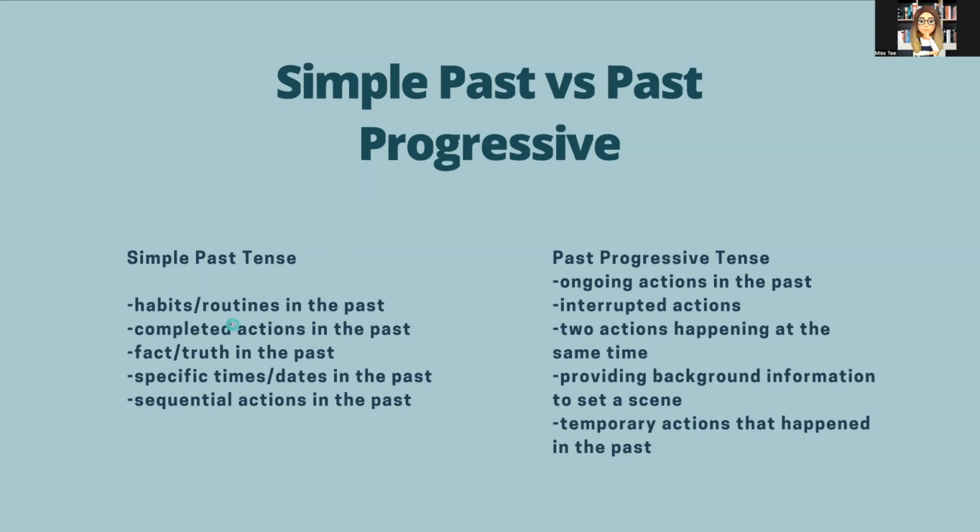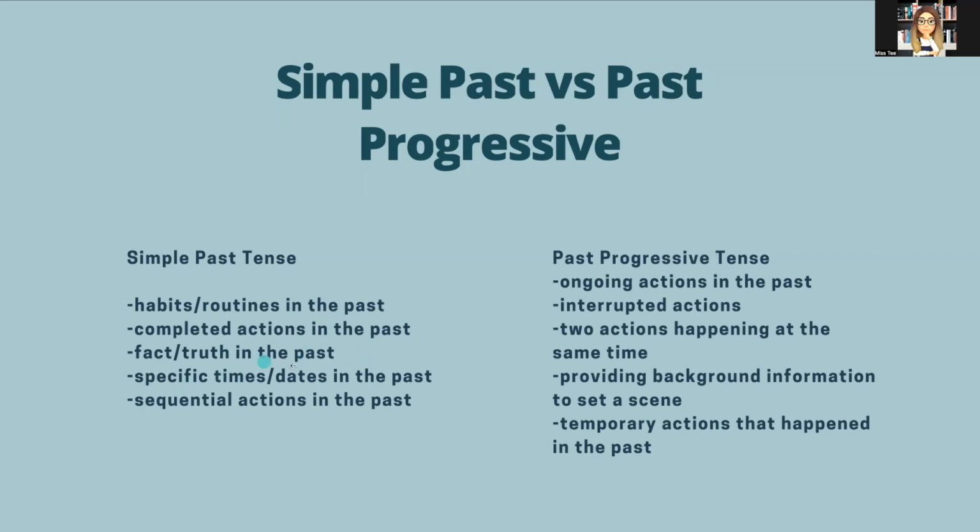So for simple past, we use it for habits and routines in the past. So things that, for example, habits that we used to have when we were children. So I went to soccer every Tuesday when I was 10, for example. Completed actions in the past. So I finished my homework. Facts or truths in the past. So ancient people believed that the stars dictated the weather or something.